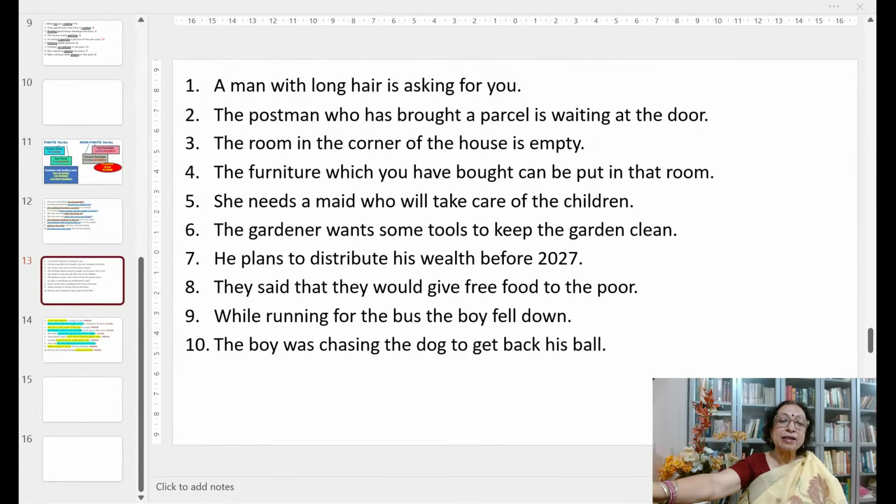First one has no finite verb. The postman who has brought a parcel is waiting at the door. That is number two. Now, number two is a clause. That's right. But a man with long hair is a phrase.